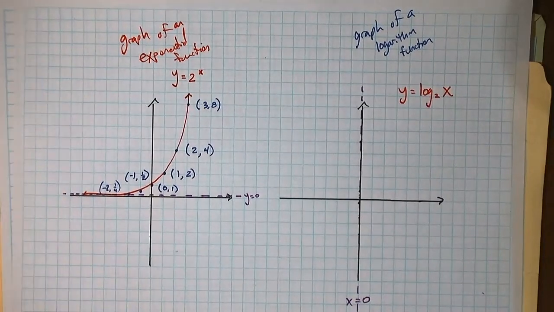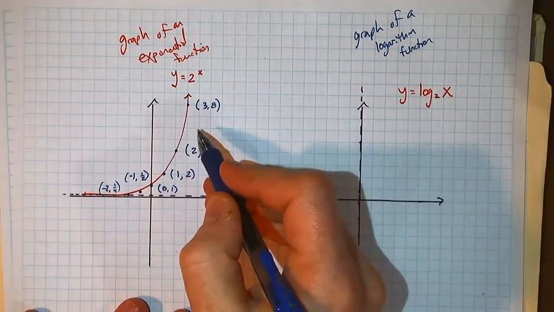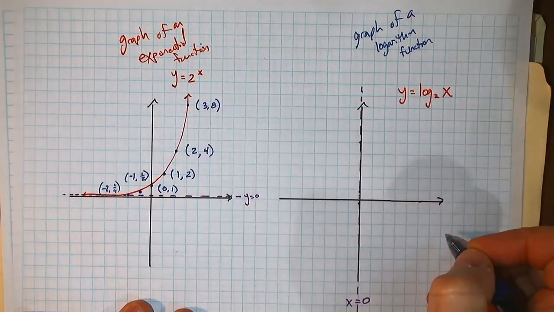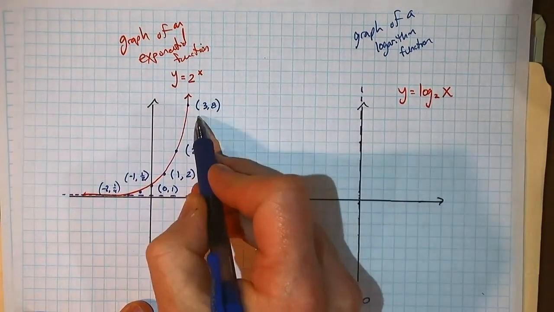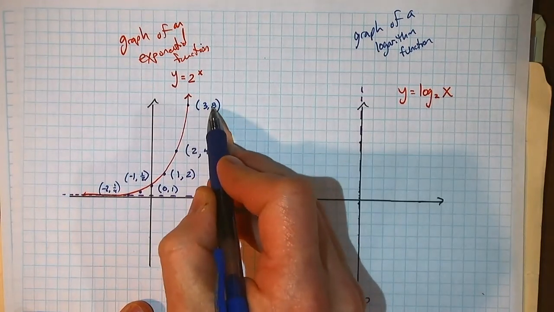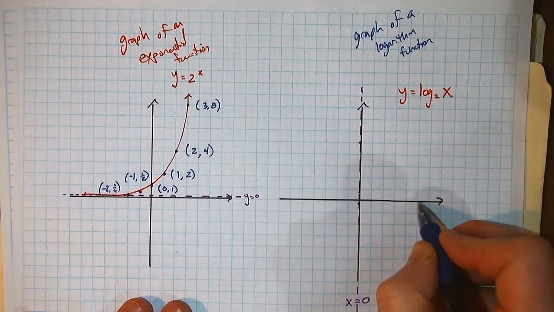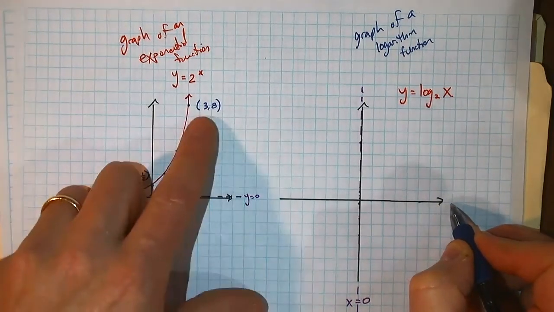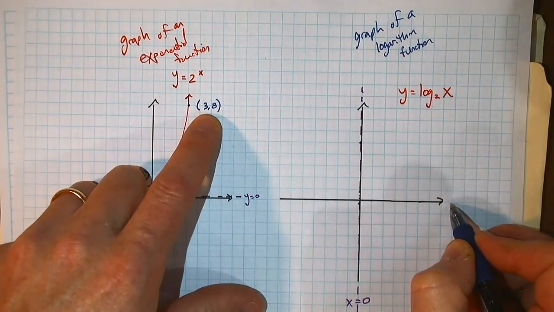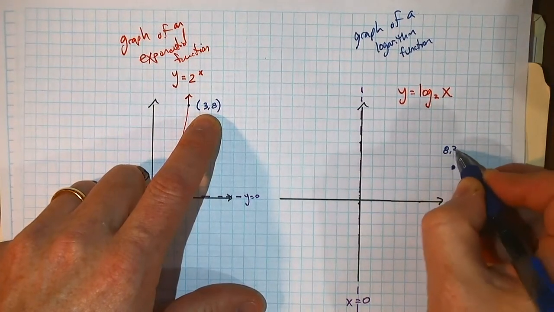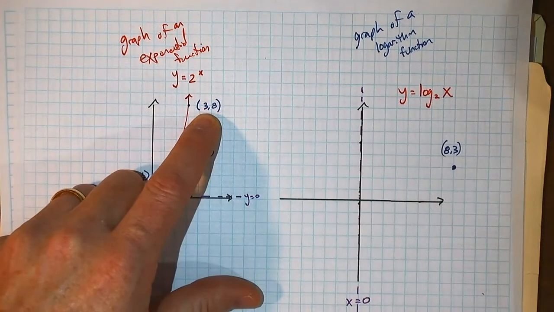As far as my points, all my coordinates just switch. So if this had the point 3, 8 on it, then on the new graph, I'm going to have the point 8, 3, because these just switch. So the y value was 8. Now that's an x value. 1, 2, 3, 4, 5, 6, 7, 8. And the x value was a 3. Now that's a y value. 1, 2, 3. So this point right here is a point that's on my inverse.